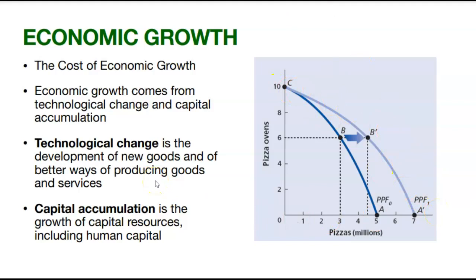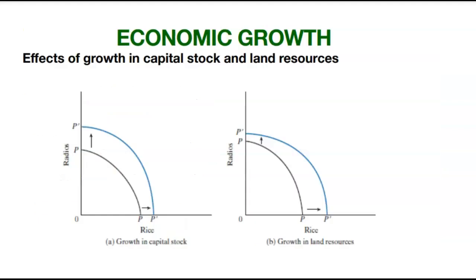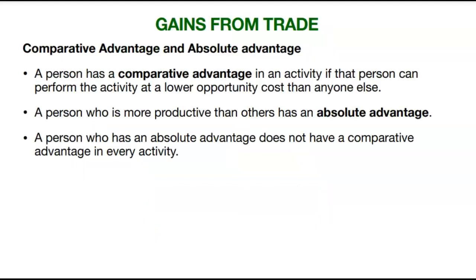Now, technological change is the new development of goods and products and better ways of producing. Now we have robots and factories and stuff, new ways. Capital accumulation: capital can be a lot of things. It can be your human resource capital, meaning your employees. It can be capital in terms of finance, money. It can be land, maybe you're renting a piece of land to build your factory on. And same thing, anytime you affect growth, it goes in an outward direction.